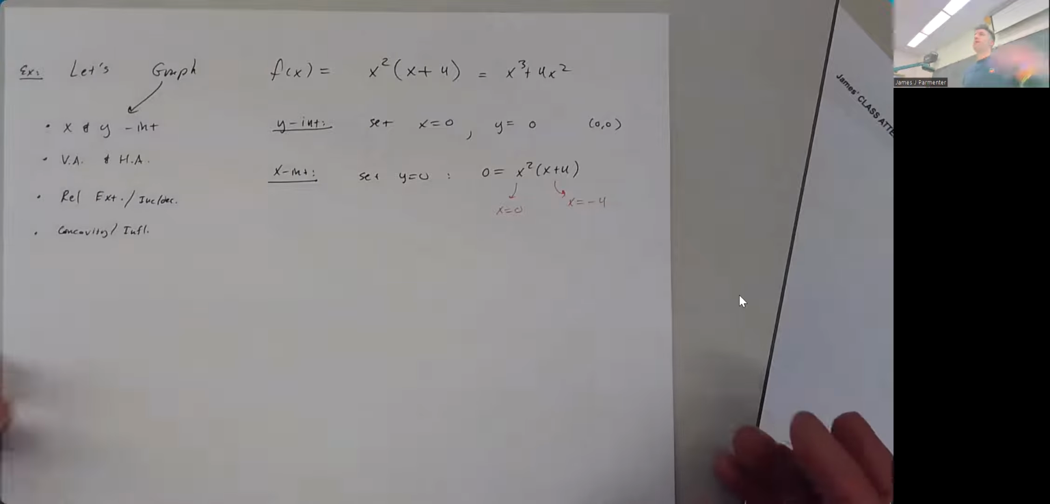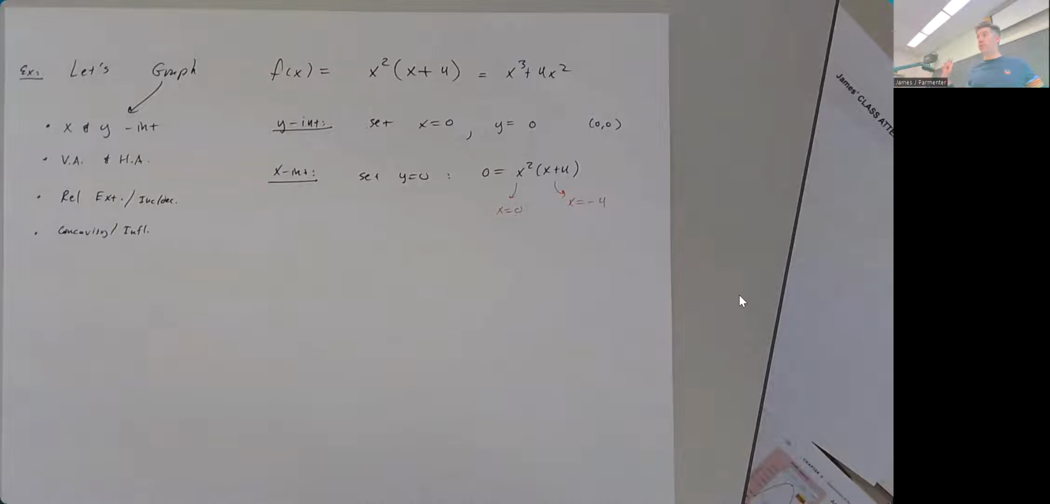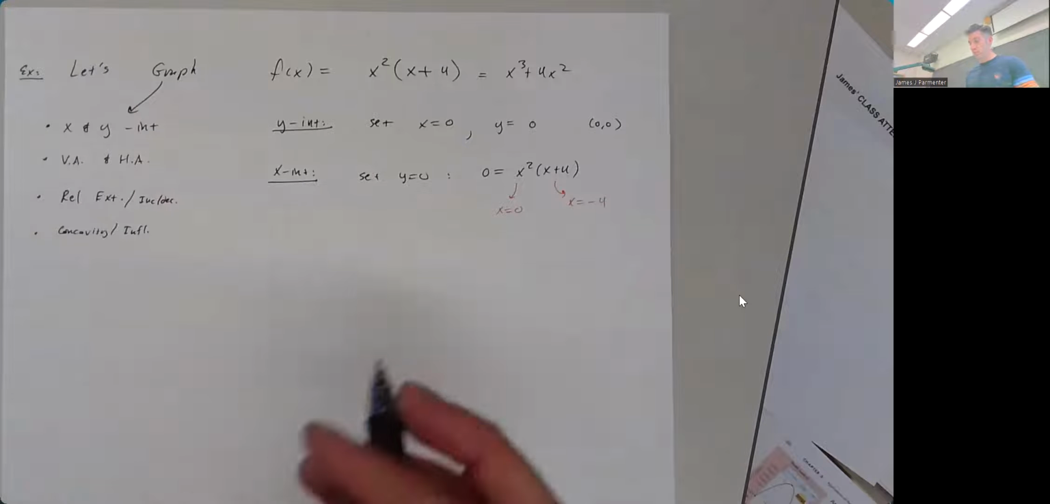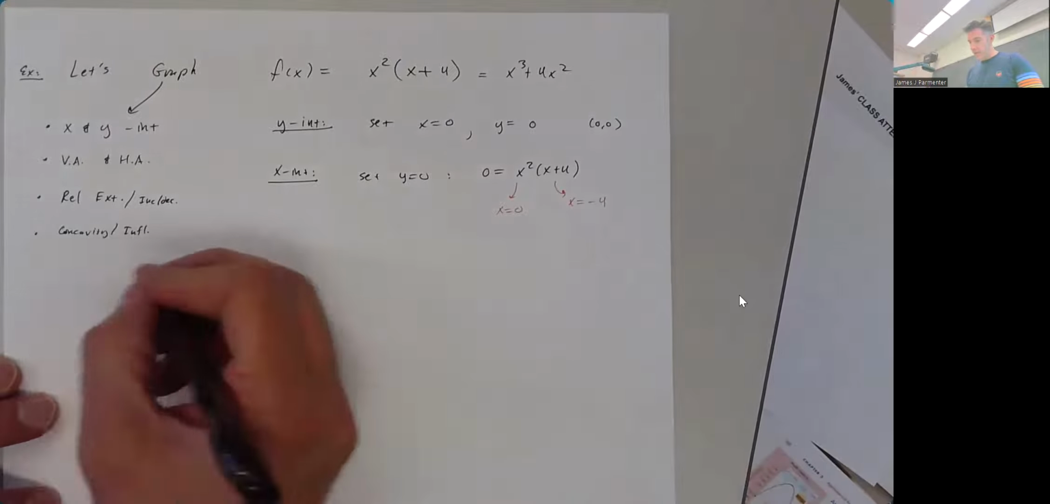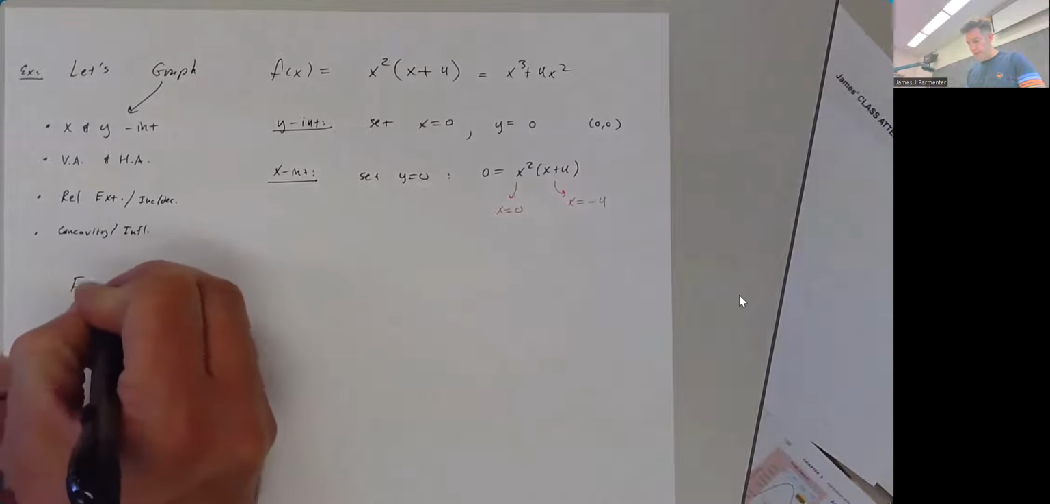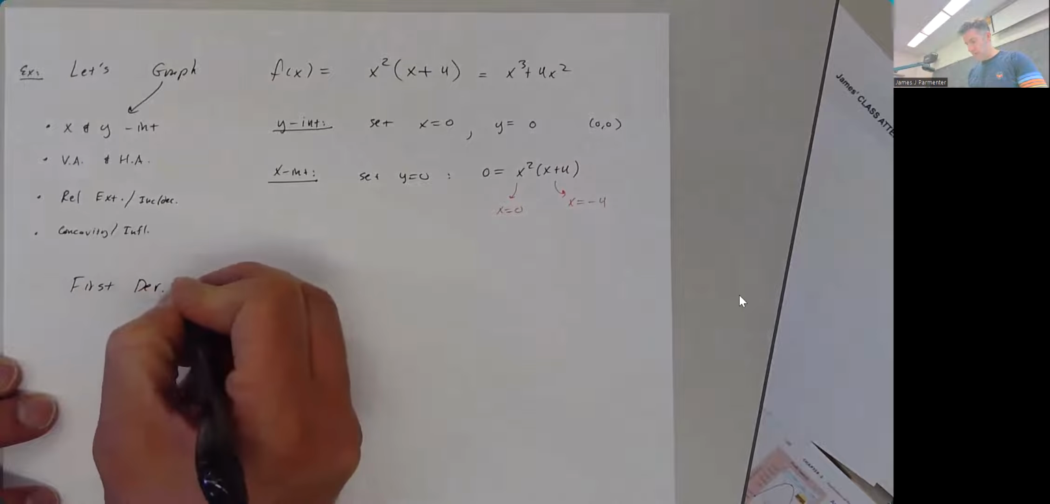All right, but that's the easy stuff. There's no asymptotes here again, right? Polynomials never have asymptotes, always true. So let's skip on to the relative extrema, aka the first derivative stuff.